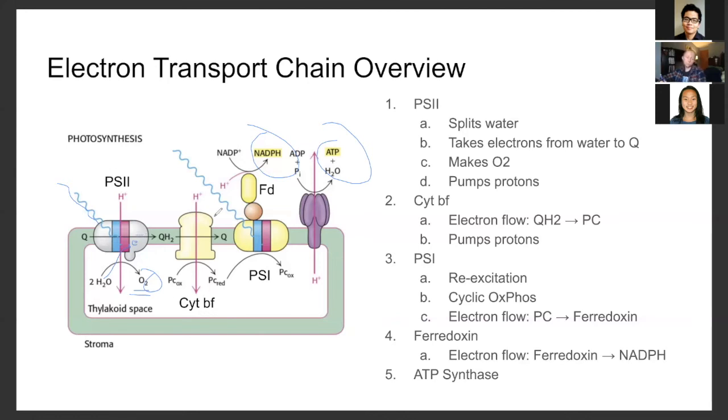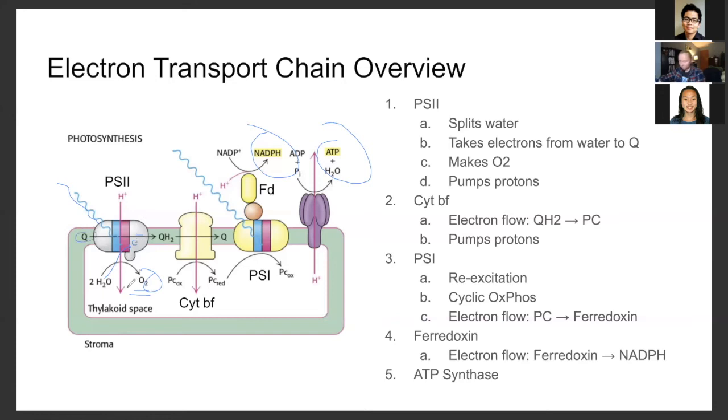So the electrons that flow on this chain come from the water. And at the same time, the H plus is pumped into the thylakoid space. This process of pumping protons and moving electrons from water is an energy-needing process, and that is why we need light. And the carrier that takes the electrons from there is Q.